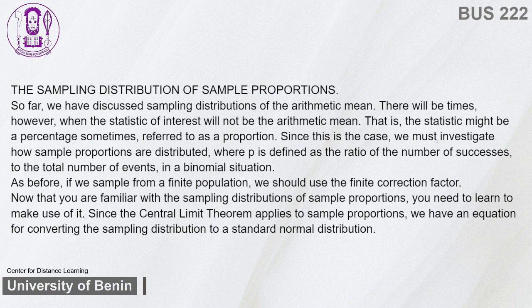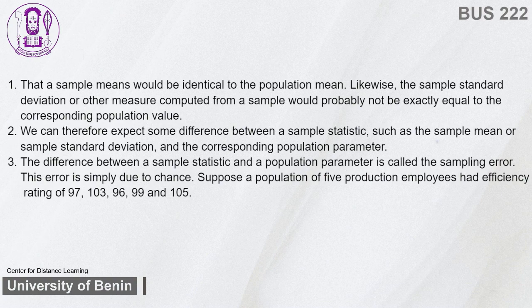In this study session, please note the following. 1. A sample mean would rarely be identical to the population mean. Likewise, the sample standard deviation or other measure computed from a sample would probably not be exactly equal to the corresponding population value. 2. We can therefore expect some difference between a sample statistic, such as the sample mean or sample standard deviation, and the corresponding population parameter. 3. The difference between a sample statistic and a population parameter is called the sampling error. This error is simply due to chance. Suppose a population of 5 production employees had efficiency ratings of 97, 103, 96, 99, and 105.